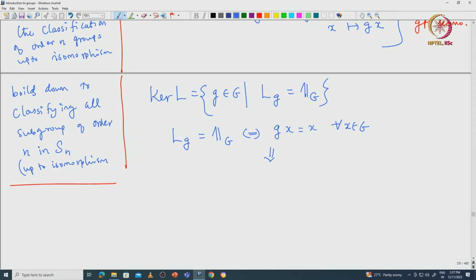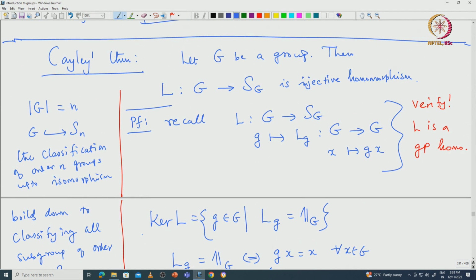So, for g in G, L_g equals the identity on G if and only if gx equals x for all x in G. So, in particular you set x equal to identity, then you get g equal to identity. So, now if g is identity, then it is easy to see that gx equals x for all x in G. So, that proves that the kernel of L is exactly equal to identity. So, that means L is an injective map, okay. So, that is simply Cayley's theorem.